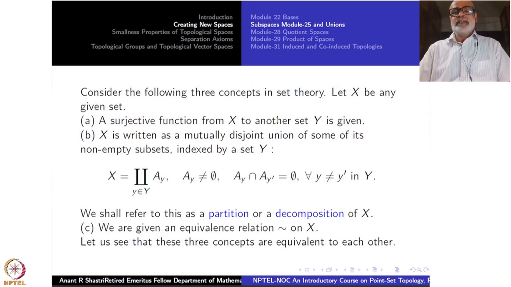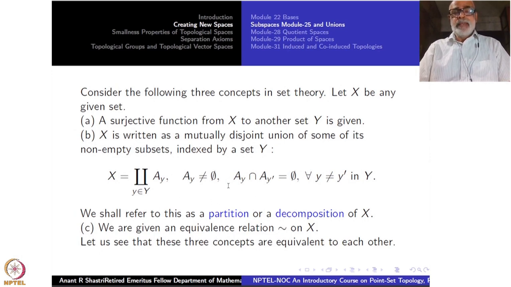Start with any given set X, then take a surjective function from X to another set Y. That is the first thing. The second is X itself is written as a mutually disjoint union of some of its non-empty subsets, indexed by some other set Y. So I am writing X as this disjoint union of A_y, y inside Y. Each A_y is non-empty. A_y intersection A_y', take any two of them, that is empty whenever y is not equal to y'. So that is the second concept.